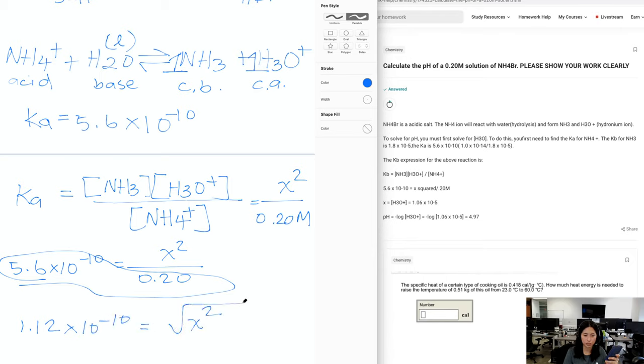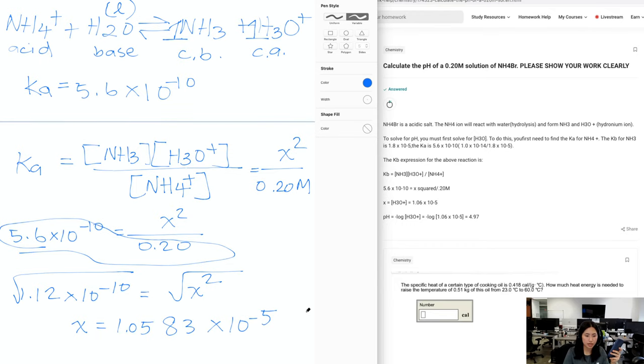Then you're taking the square root of both sides, and you would get 1.0583 times 10 to the negative 5. So in that case, you would have your x being equal to this. What did we say x was? We said that x was NH3 and H3O plus, so we know that the concentration of H3O plus is this number.